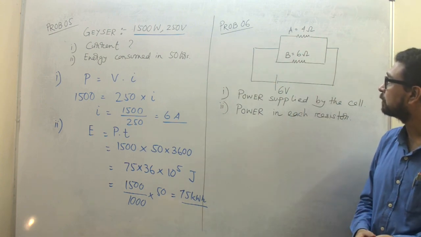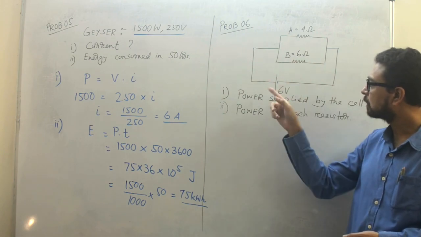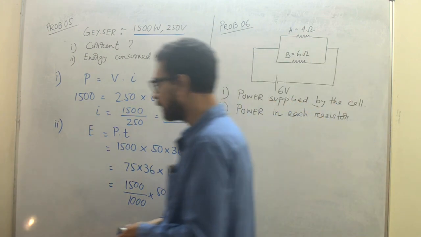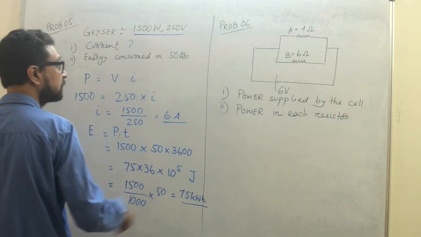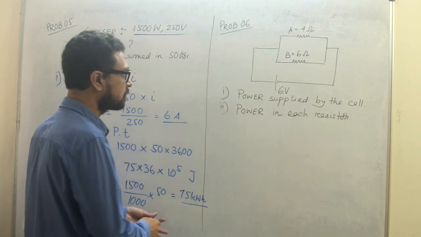We have two resistances A and B, having 4 ohm and 6 ohm, as you can see here, and they are connected in parallel with a 6 volt power supply. So they've asked: what is the power supplied by the cell, and what is the individual power dissipation in these two resistances? These are the two questions they have asked.